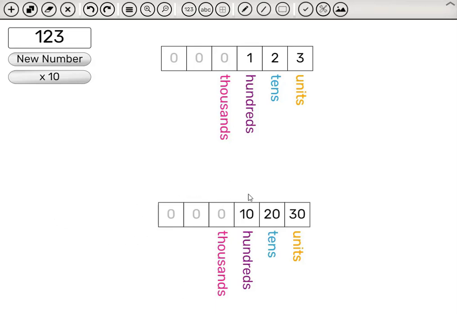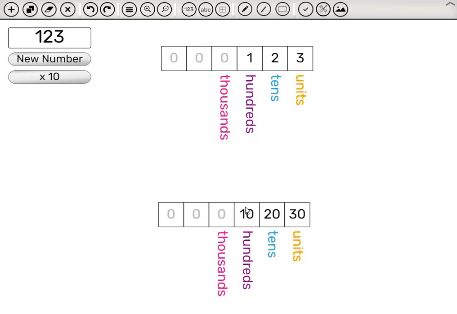So what did we get? Instead of 3 units, we have 30 units. Instead of 2 tens, we have 20 tens. And instead of 100, we have 10 hundreds. In a class discussion, we should clarify that since each of the parts of the numbers is individually multiplied by 10, the entire number is also multiplied by 10.